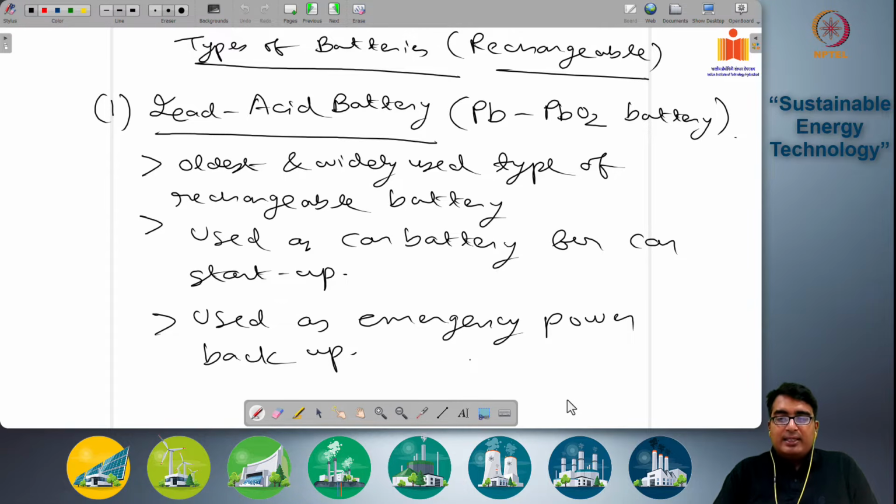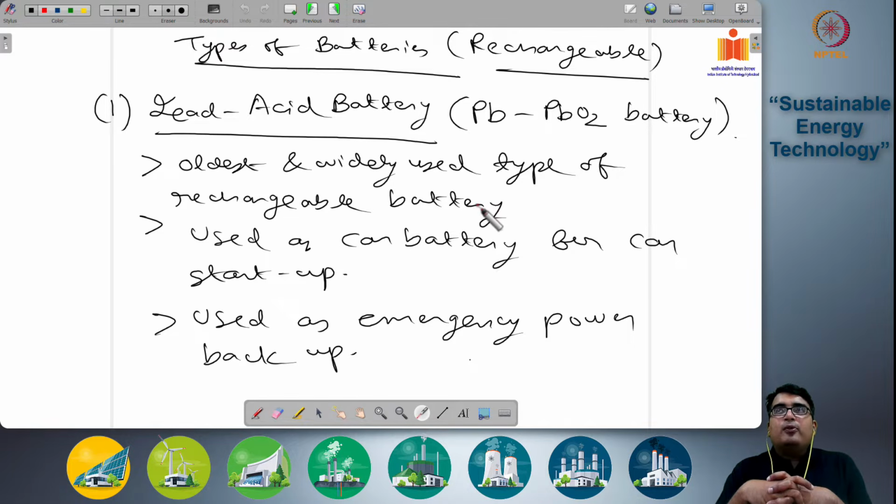First, we will start our discussion with the earliest form of rechargeable battery system, which is lead oxide battery storage technology, commonly known as the lead acid battery. So here, one of the electrodes, the metal electrode, is lead and the metal oxide electrode is lead oxide. It's the oldest and the most widely used type of rechargeable battery in usage today, and it is very frequently used as a car battery for the startup of a car.